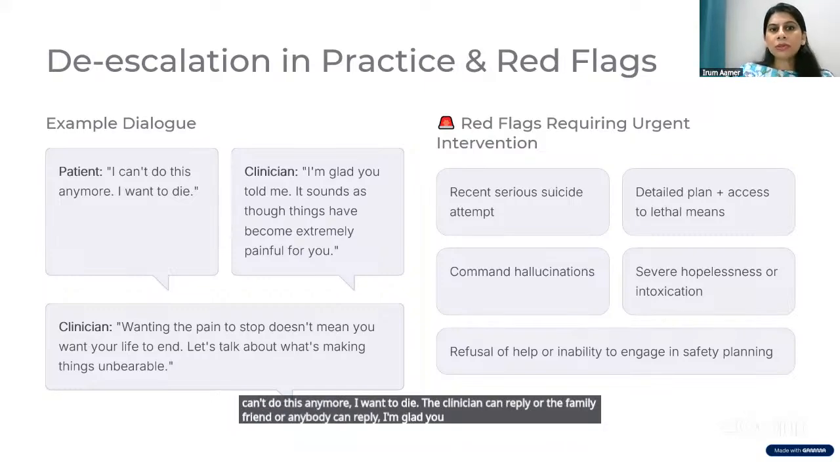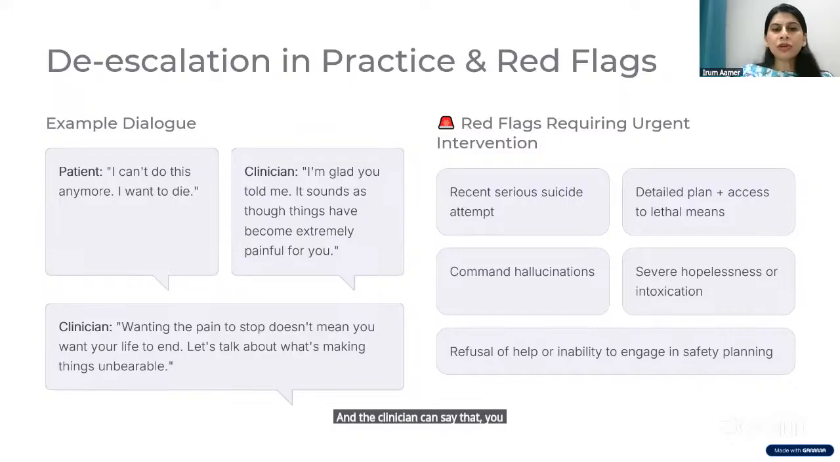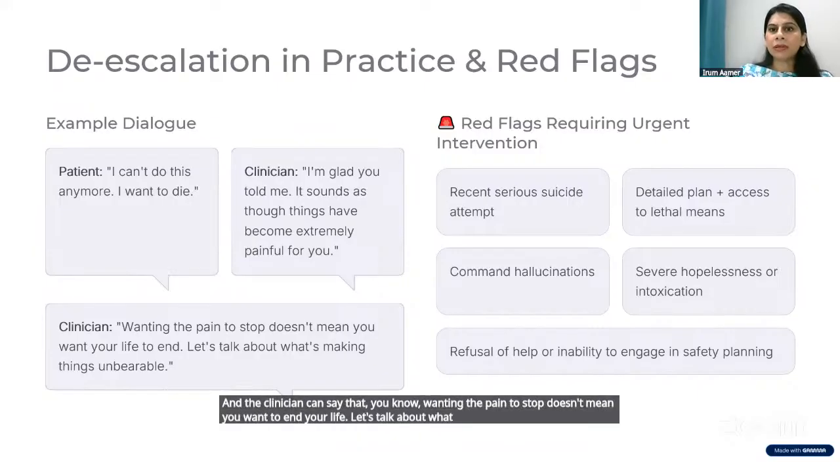It sounds as though things have become extremely painful for you. And the clinician can say that wanting the pain to stop doesn't mean you want to end your life. Let's talk about what's making things unbearable. This would generate a communication strategy. But there are red flags. If a person has these red flags, immediate safety planning should be in place.